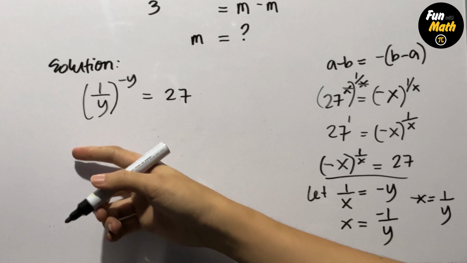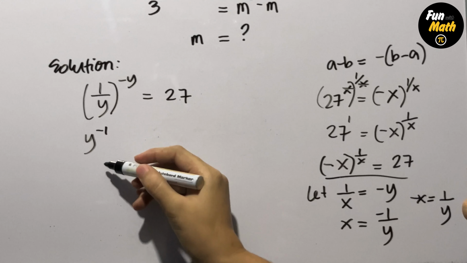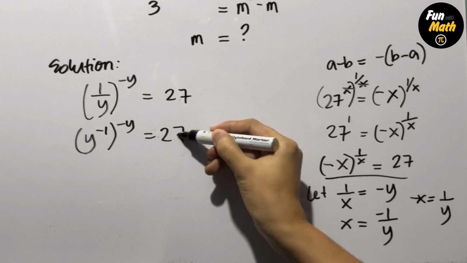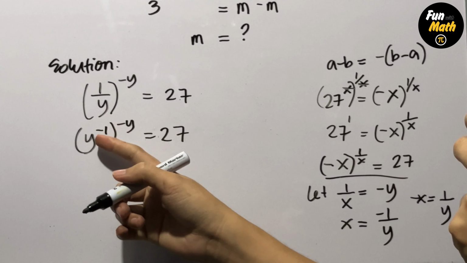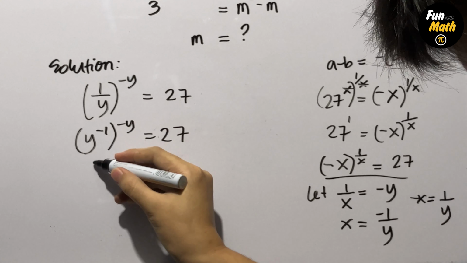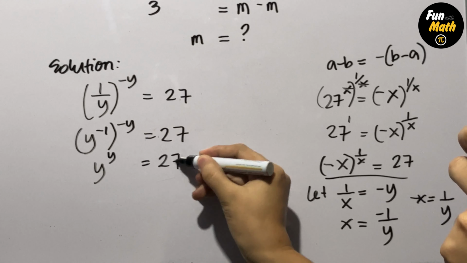Now, the inverse of 1 over y is y to the power of negative 1. Then whole to the power of negative y equals 27. Next, we can multiply power to a power. Negative 1 times negative y, that is positive y. So this is now y to the power of y equals 27.